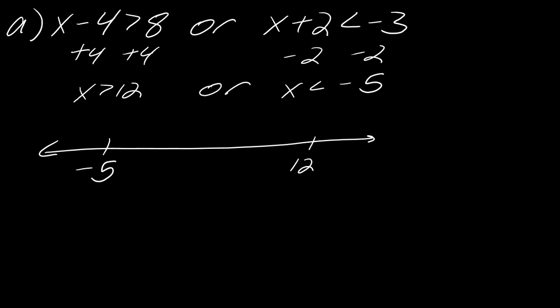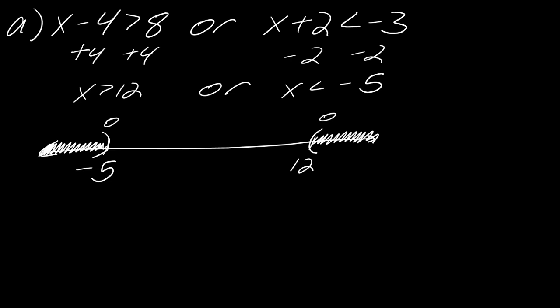So if I start with x is greater than 12, I'm going to shade this way. And the 12 will get a round bracket or an open dot, whichever one you use in your book. And then for x is less than -5, I'm going to shade this way. This is the less than direction. And this will also get a round bracket or an open dot, again, whichever one you use. And so there's your number line.